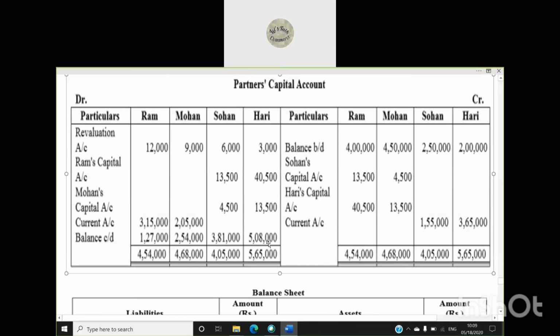And now the debit side and the credit side are not equal. So that we will be finding out through the balancing figure, and that adjustment will be done through the current account. We will credit the account of Sohan by 1,55,000, the balancing figure that is coming, and we will credit the account of Hari, the balancing figure coming as 3,65,000, and we will debit the account of Ram and Mohan by 3,15,000 and 2,05,000. So this way we have done the adjustment of capital.